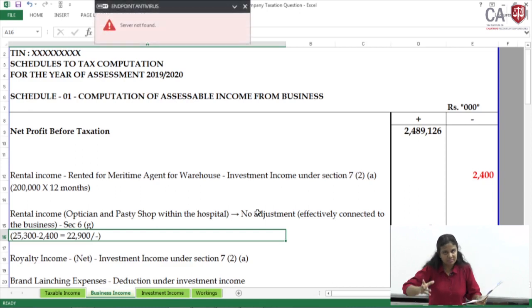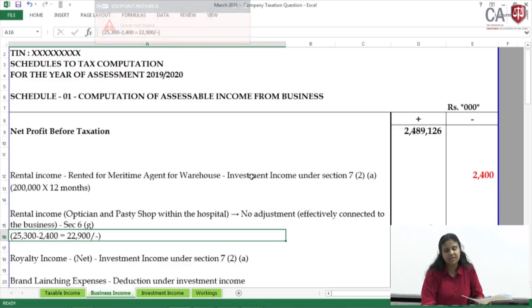If you can remember the sections, write the section. It's your answer script, so it's up to you. But if you cannot remember the sections, at least write the reason. Write the reason, it's adding value for you, Lamai, okay?